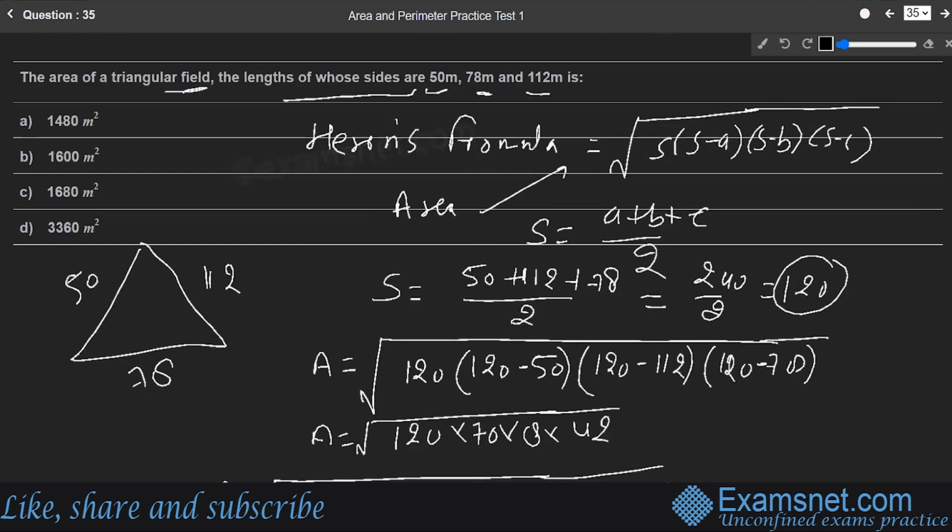Let us see where it is available. It is available in option number C. So it becomes the right answer there.